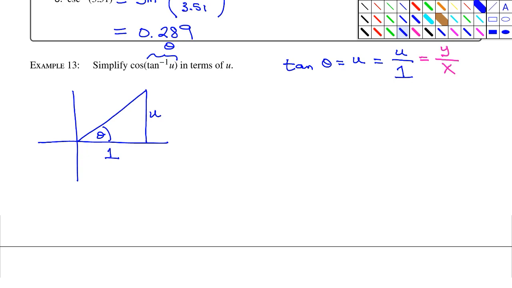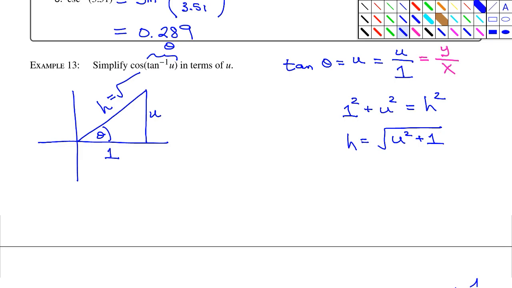And then in order to finish this, I need to find the hypotenuse h. Let me use the Pythagorean theorem. So we're going to have 1 squared plus u squared is equal to h squared. And so h is equal to the square root of u squared plus 1. You have to be careful with the plus or minus. You'd have to have some more information about this to determine if it should be a minus square root. So we're just going to go with the regular square root in this problem. And so h is the square root of u squared plus 1.